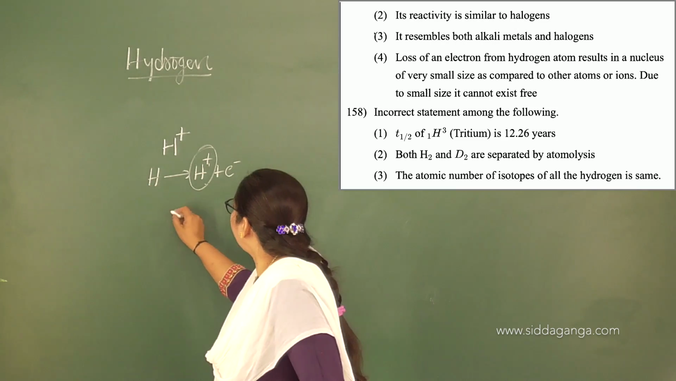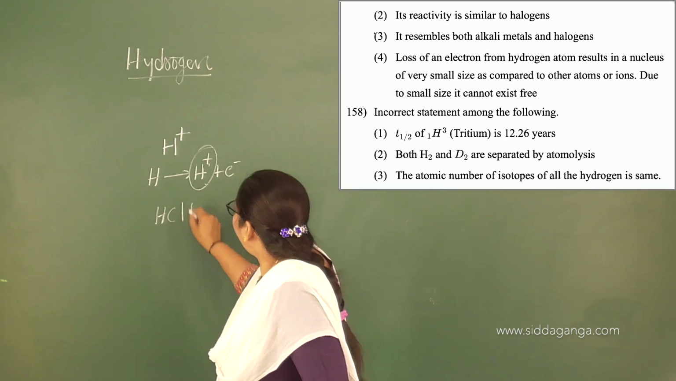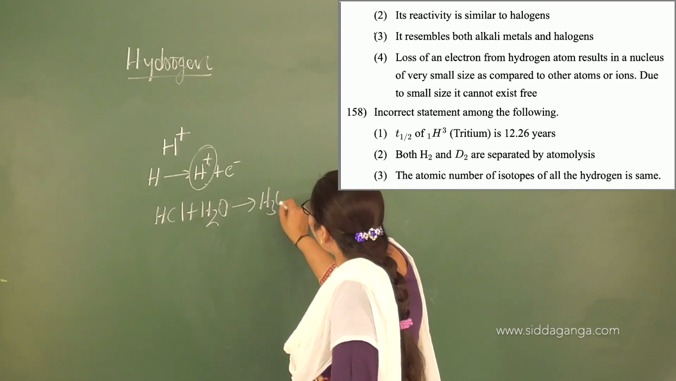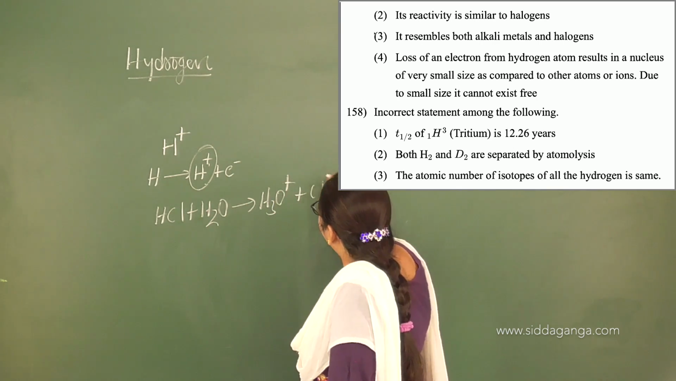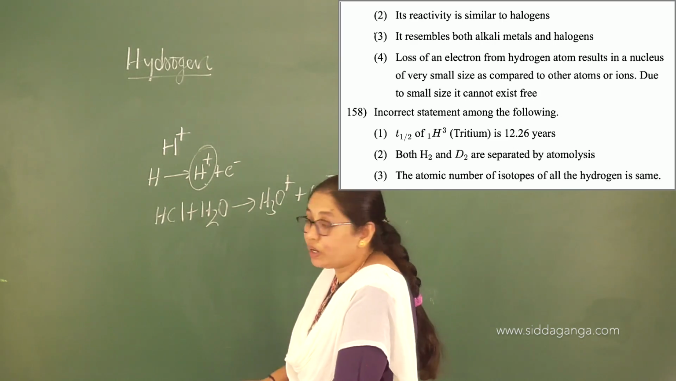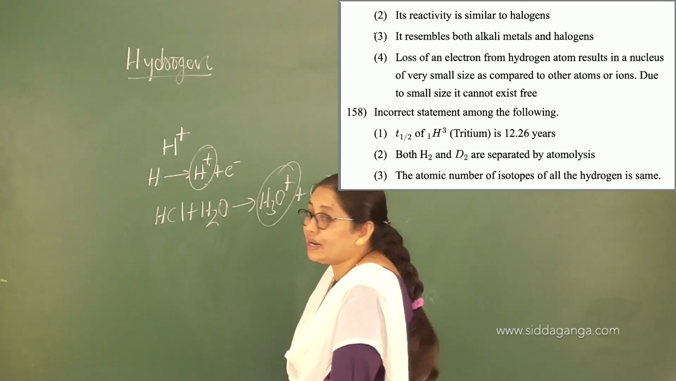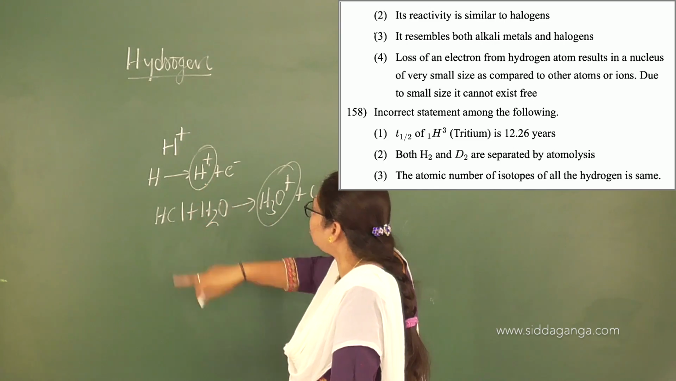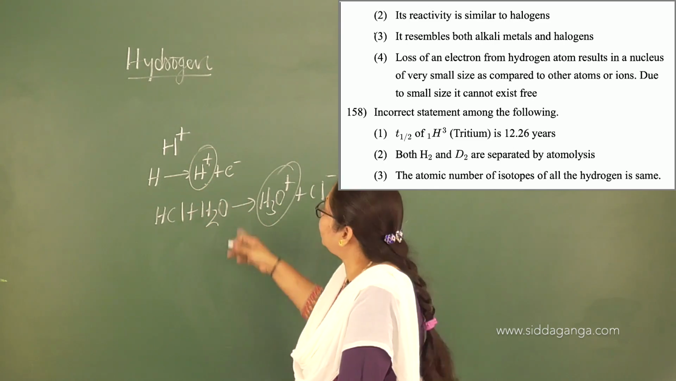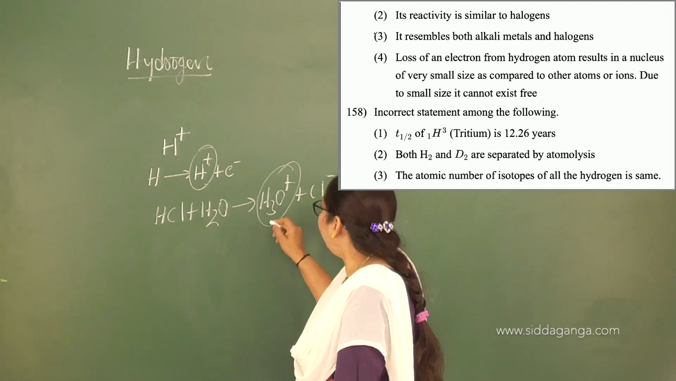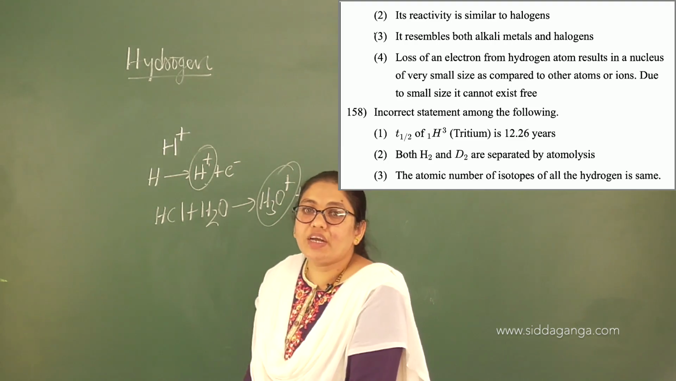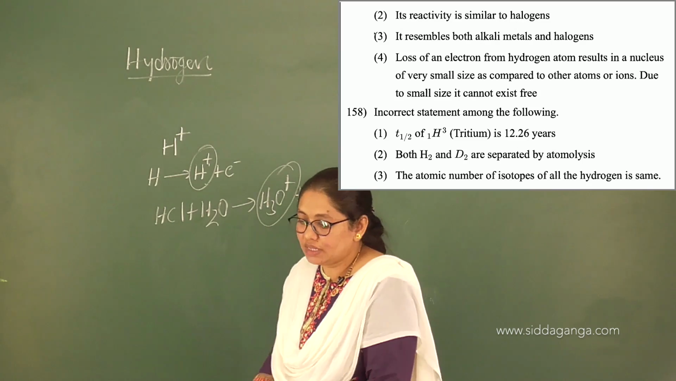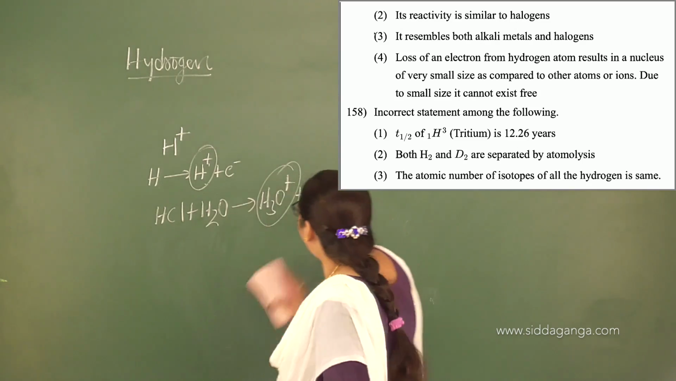You can have an example of this: HCl, when dissolved in water, will form H3O plus and Cl minus, but not H plus and Cl minus. What is this H3O plus? This is called the hydronium ion. As the size of H plus is very small, it is highly unstable as it possesses the positive charge, so it always prefers to associate with other atoms or other ions. So option 4 is the answer for this one. We will move on to the next question.